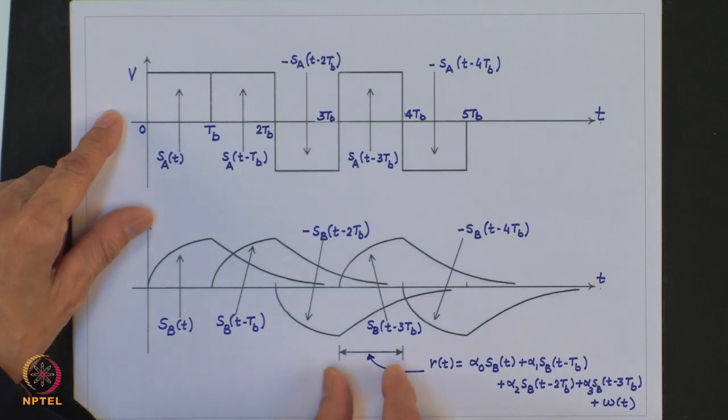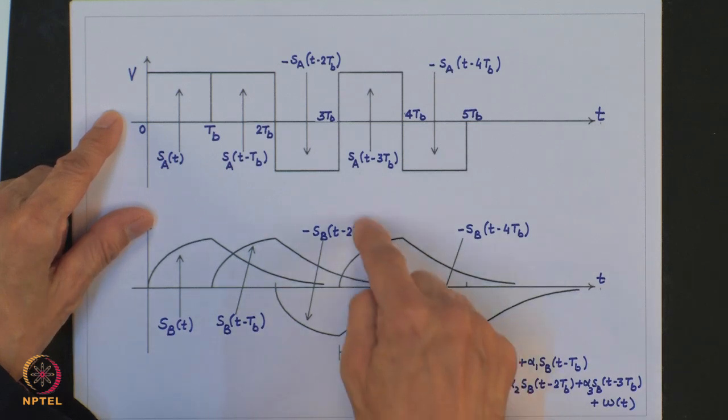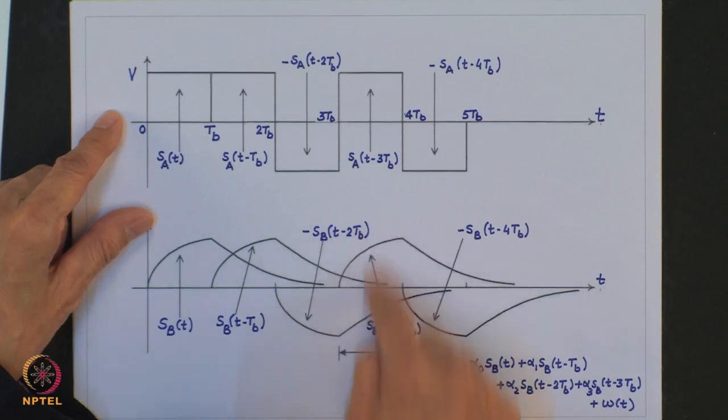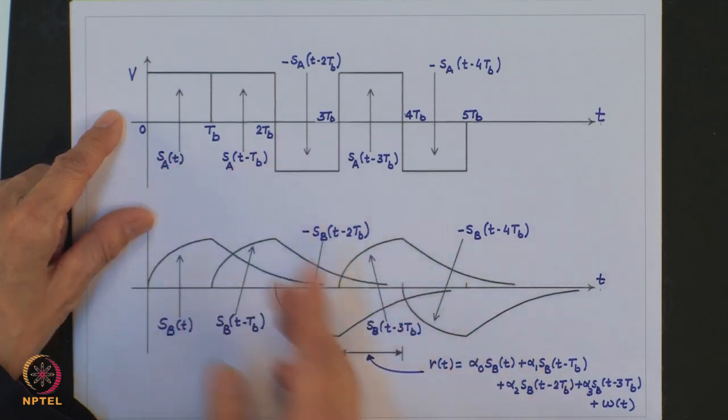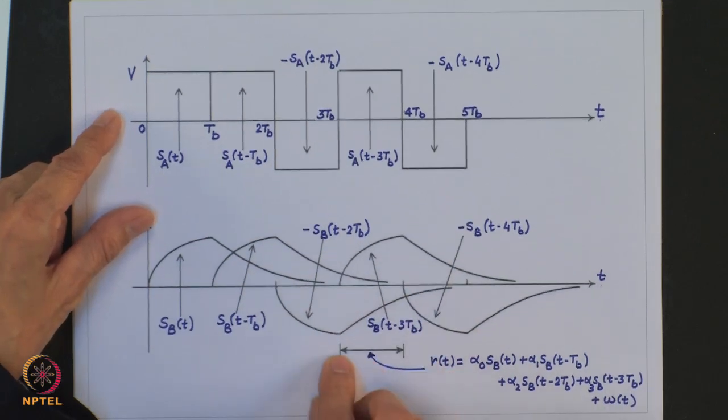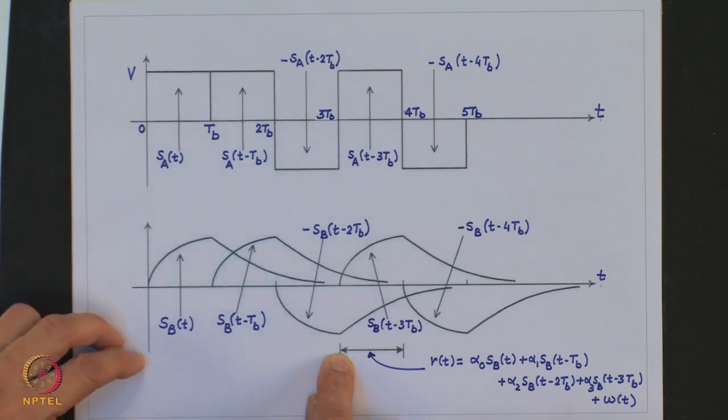So, if you look at this interval, that is between 3 TB and 4 TB, the signal which we receive at that time would be the summation of all the previous pulses and the current pulse which has been transmitted at time t equal to TB.